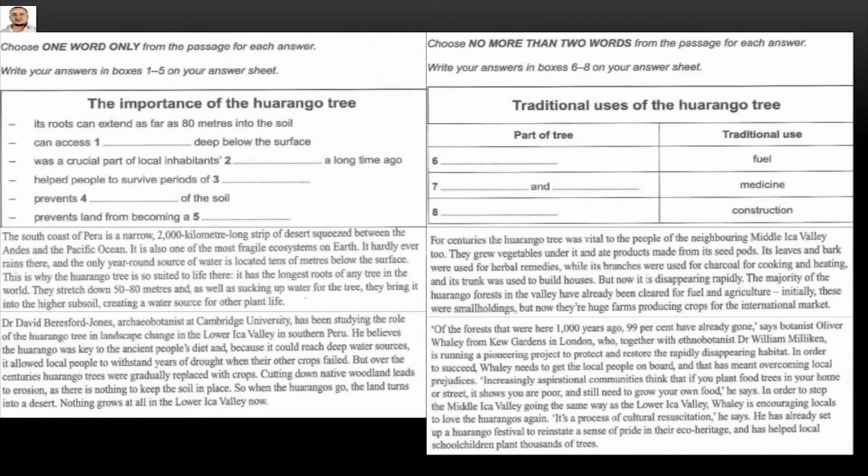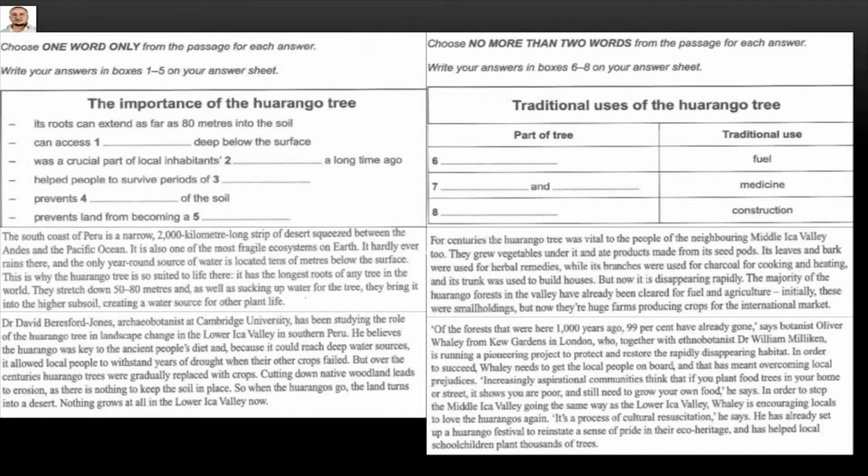That depends. This is not only for the Harango tree, this is for all the questions of the importance. Why? Because sometimes they write the importance of something or the defects of something in 1 paragraph, in 2 paragraphs, or even sometimes in 3 paragraphs.